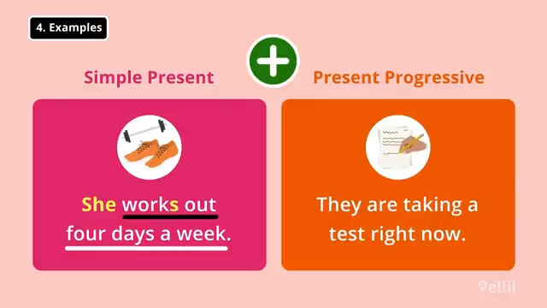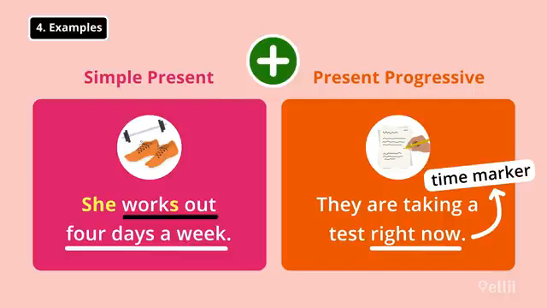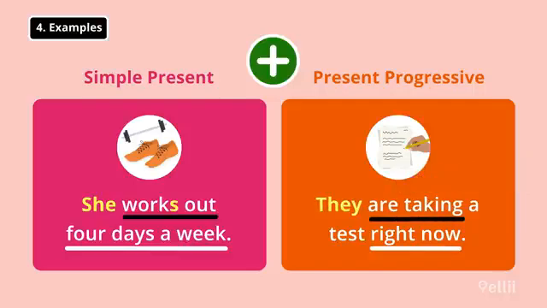They are taking a test right now. With the time marker right now, we need the present progressive verb tense since it's a continuing action. The subject they means the be verb becomes are and the verb take gets an ing ending.